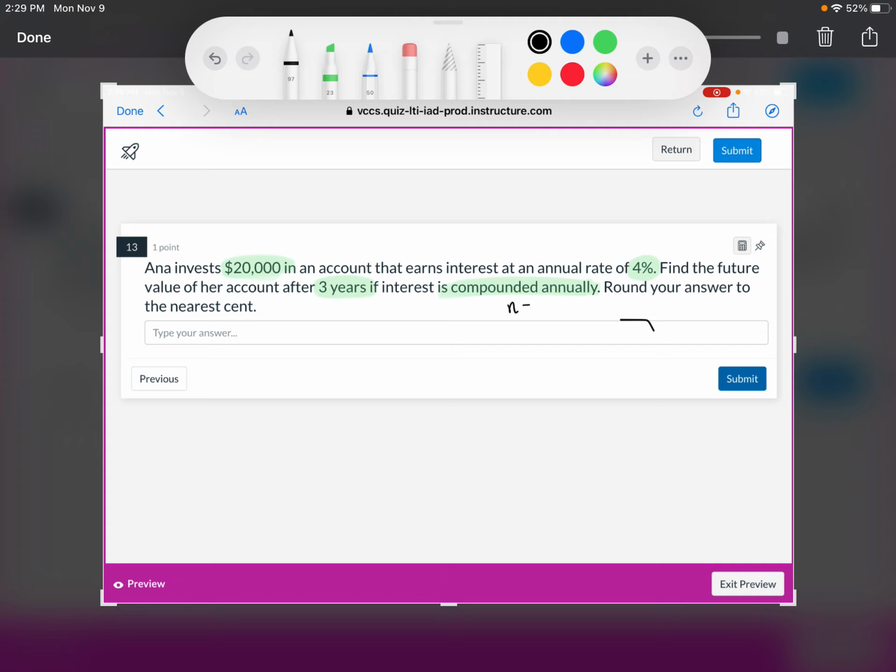So for compounded annually, n equals 1. So, you know, the formula turns into something simple. You get 1 plus r divided by n, right? But if n is just 1, r divided by n is just going to be r itself. And we're going to raise it to the n times t power. But if n is 1, it's just going to be t, because we're just counting how many years we're investing. And that's going to be 3.